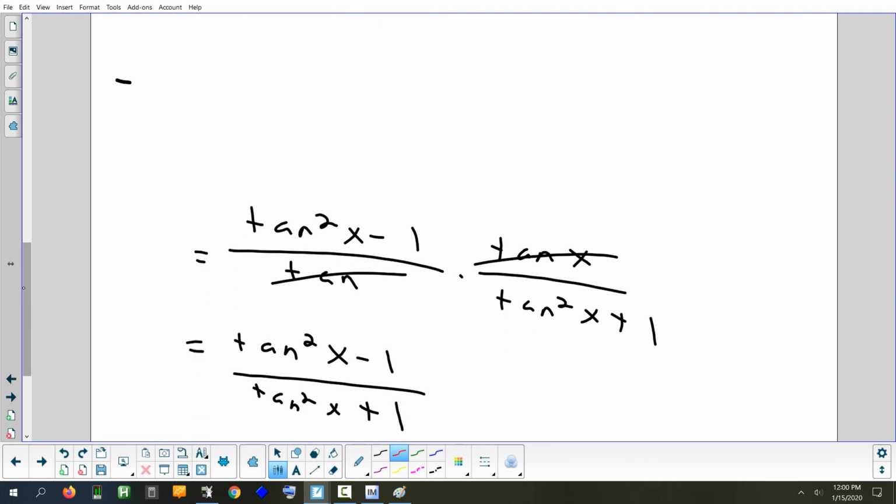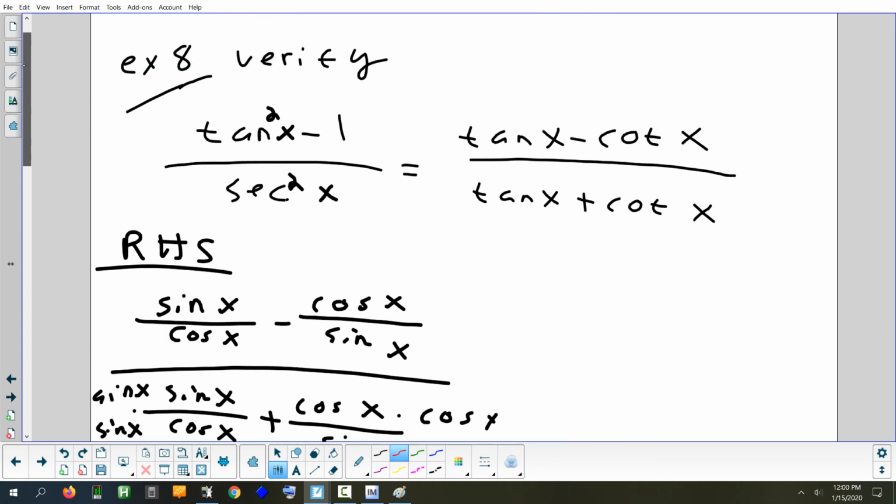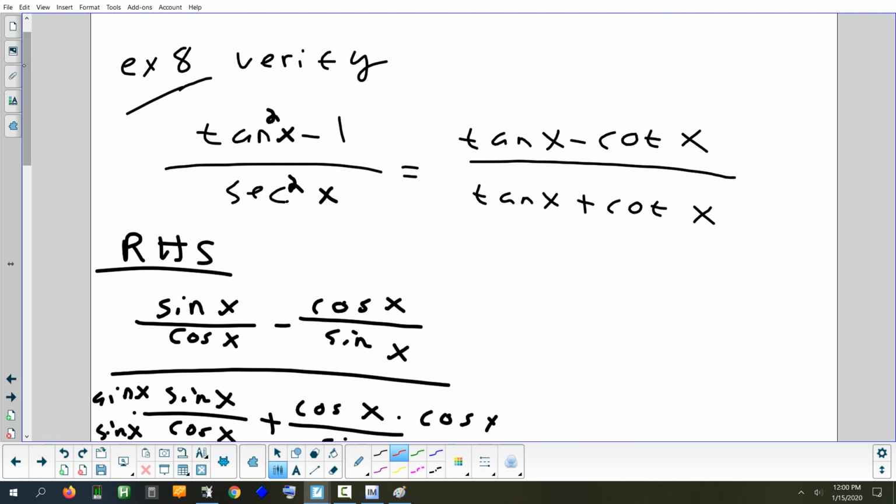So looking at that work, I'm guessing I did not change to sines and cosines because somehow I did get the answer, but the second to last step had no sines and cosines in it. So let's look at the right-hand side again.